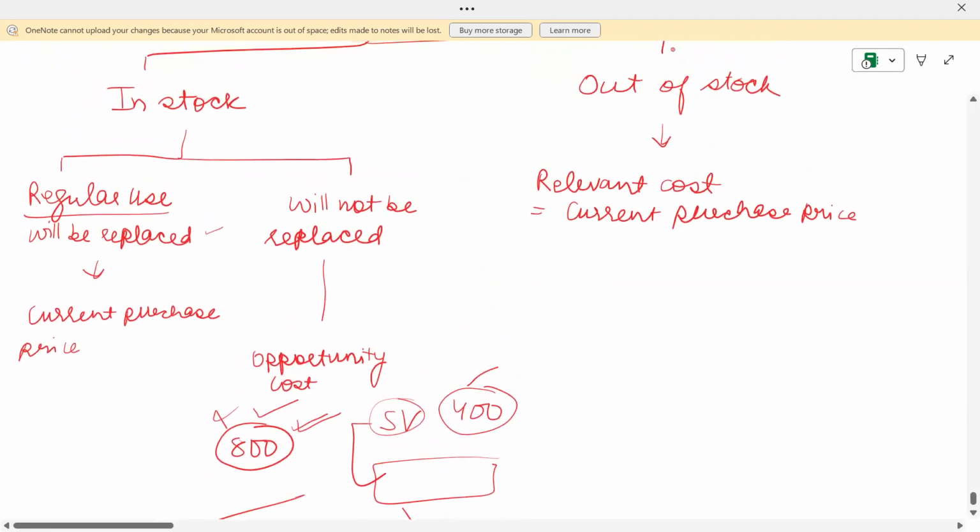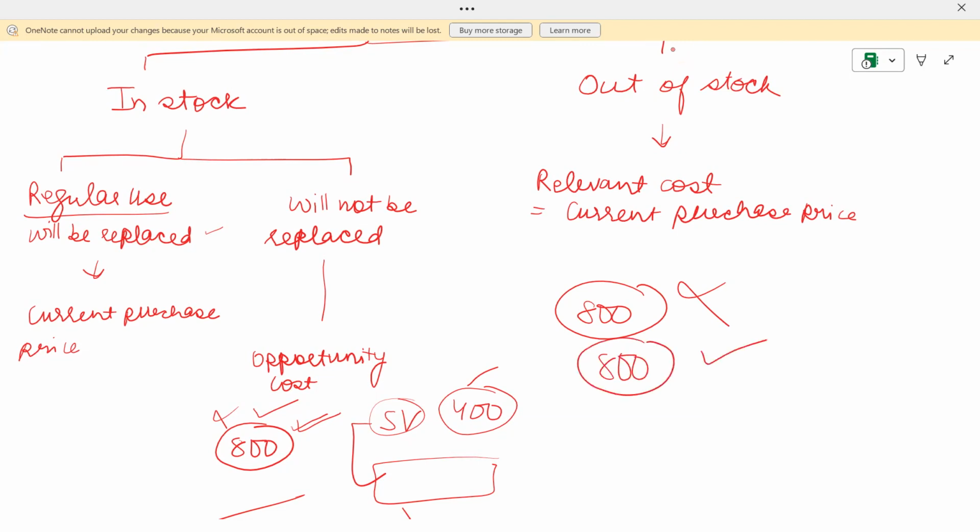So let's suppose I bought a material at $800. I have already spent that money, so it becomes a sunk cost. This is not relevant. But if the purchase price today also is 800, then this becomes a relevant cost, because this is the current purchase price. So this basically is a note which I wanted to share with you.